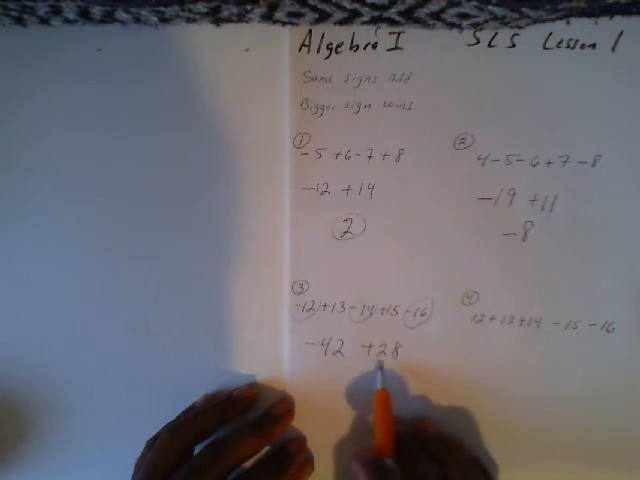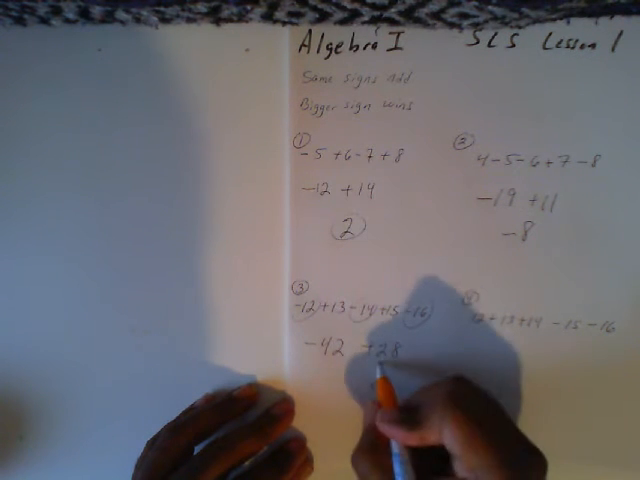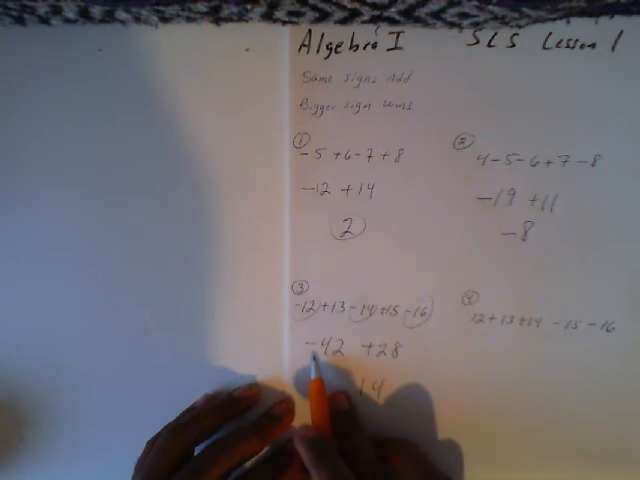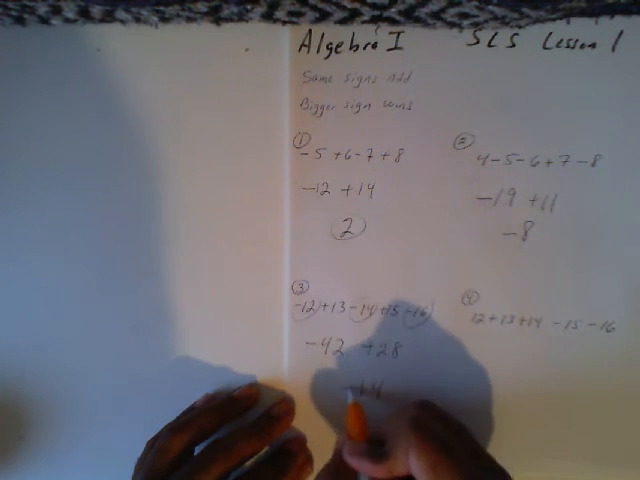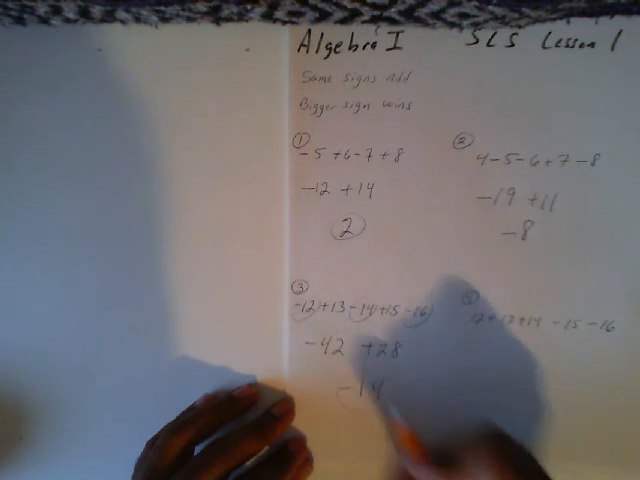Here we have different signs, negative and positive. So we're going to subtract. Let's see. So we'll subtract these two, and we'll get 14. The larger number here is -42, so the answer will be -14. So the larger sign will win in the end.